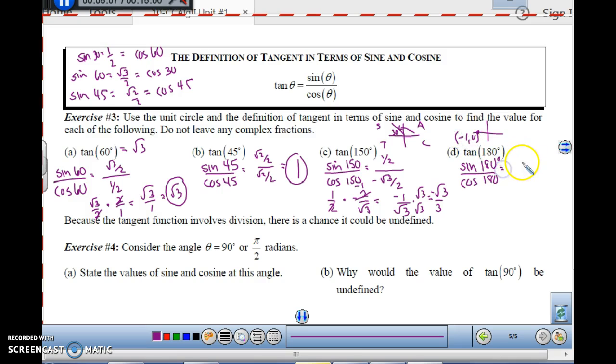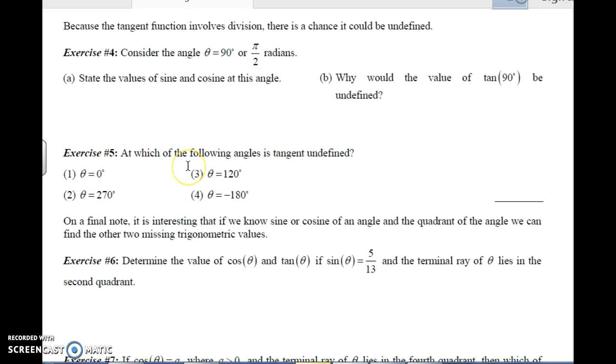That means sine of 180 will be 0, cosine will be negative 1, so tangent of 180 will be 0. Okay, so you can see how we can use sine and cosine to figure out the values. That's really helpful if you know your values for each of the quadrants as well. Now, there is one thing you have to be careful of when you're doing tangent.